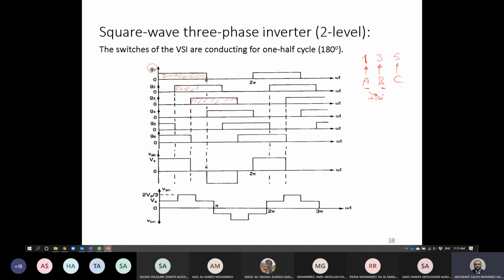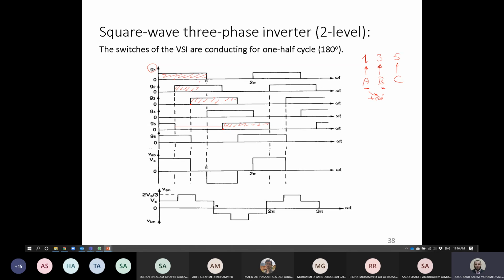For that, you will find G3 has started after G1 by 120 degrees. And similarly, G5 will start after G3 by another 120 degrees. So this is now 4 pi over 3, which is 240 degrees. Is it clear? Add this.